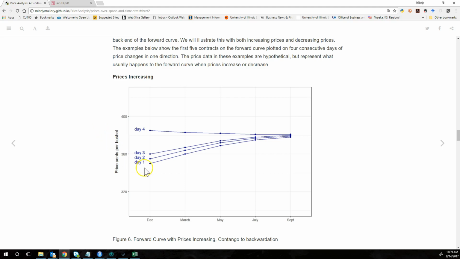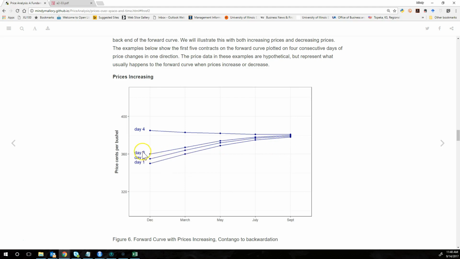You see on day 1, the forward curve has a nice upward slope shape. We're in contango. It's a carry market. And on day 2, prices have spiked a little bit, but you see more responsiveness on the near end of the forward curve than the back end. The price change in December is more than the price change in March, and that's more than the price change in May. That's pretty typical of what you'll find on most days when there's any significant price move. You'll see the front end much more responsive than the back end.